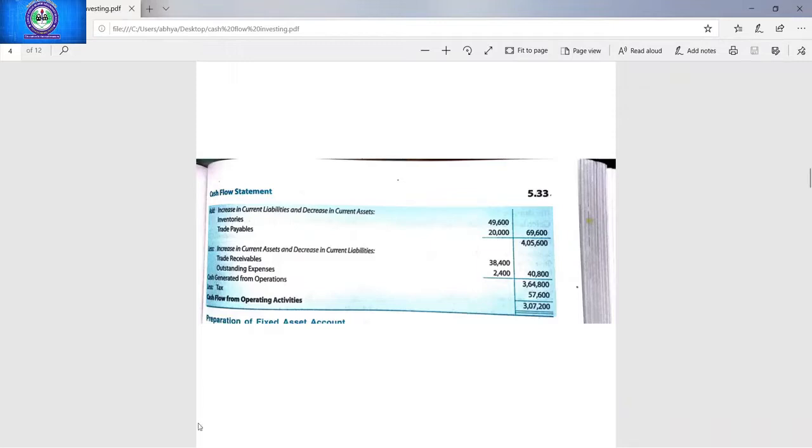Now the final answer. Before going to the final answer, do step 4, cash generated from operations. This is the step 3 answer.